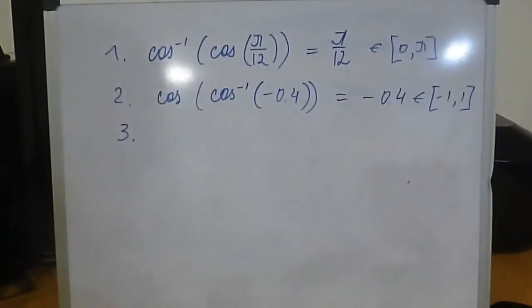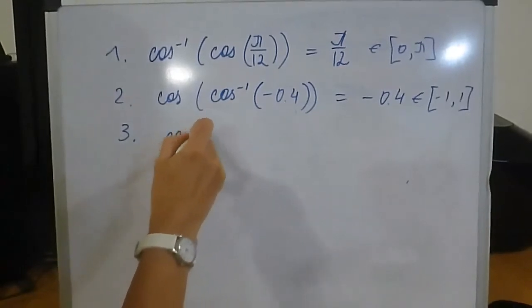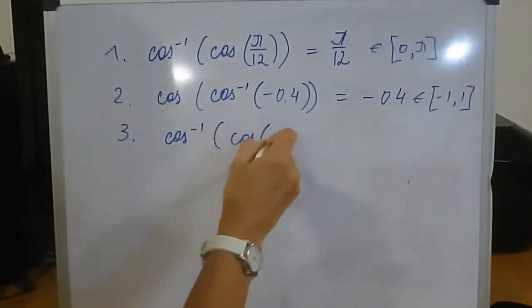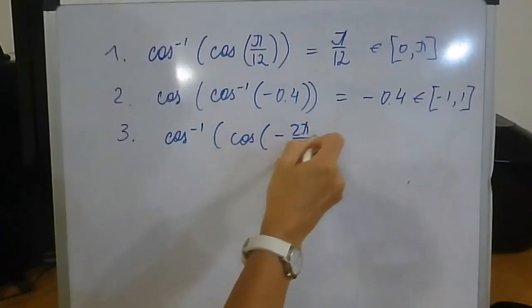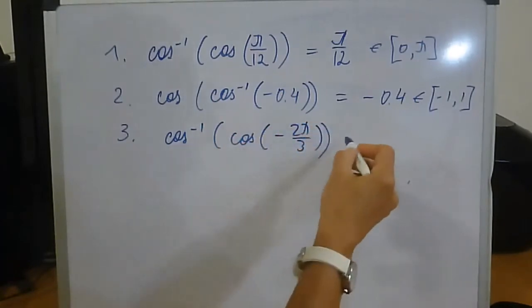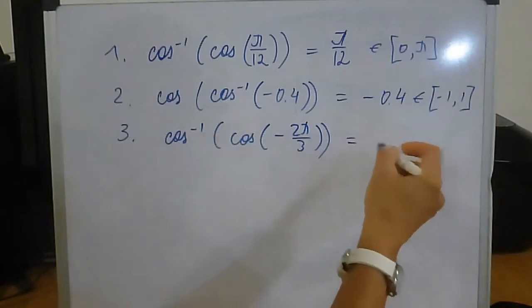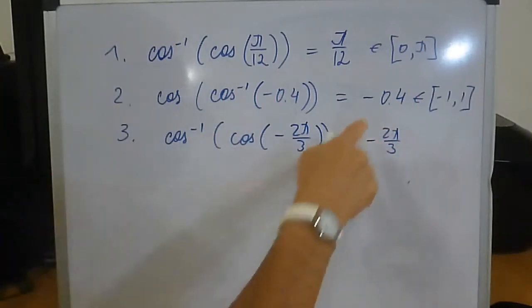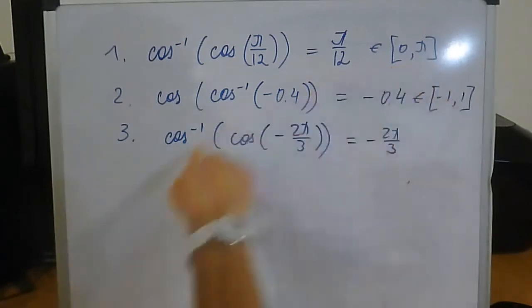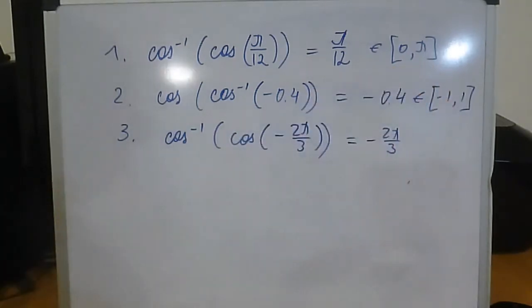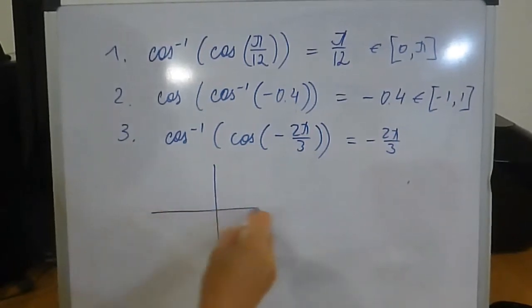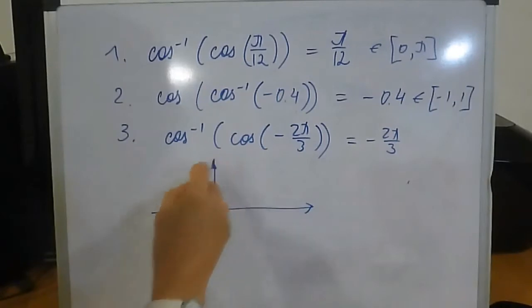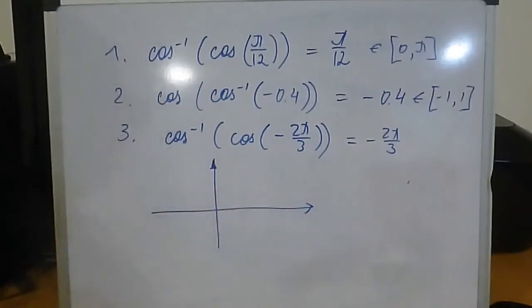Now, a slightly tricky question. Cosine inverse of cosine of negative 2 pi over 3. Normally we would cancel cosine and cosine inverse and get negative 2 pi over 3. The only problem here is that negative 2 pi over 3 does not fit into the range of cosine inverse, so we cannot use it. What we can do is find the corresponding angle which has the same x as minus 2 pi over 3.